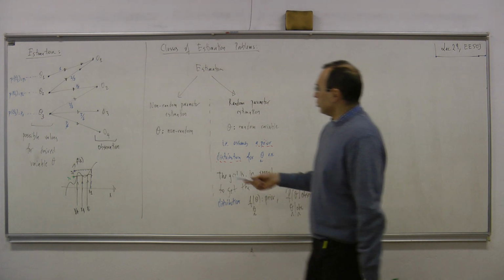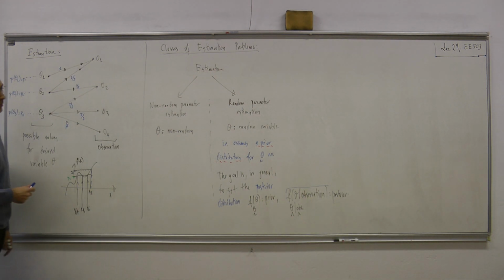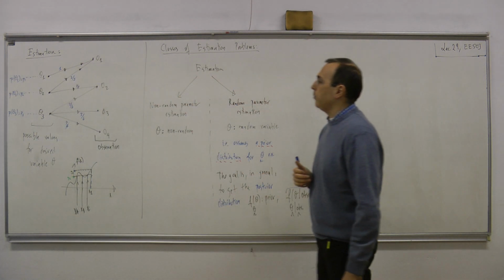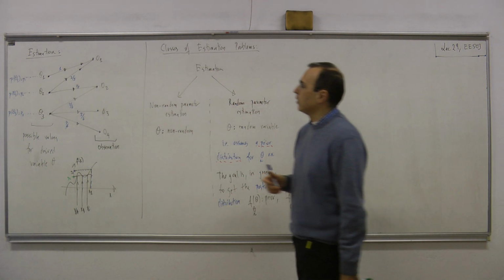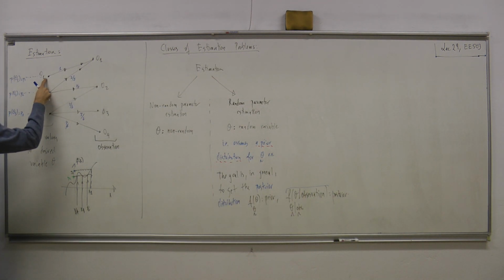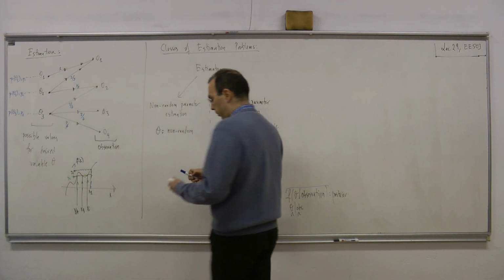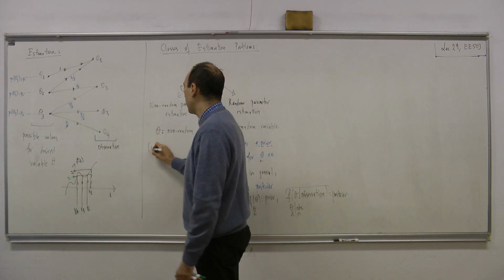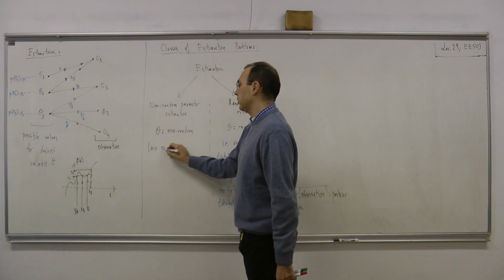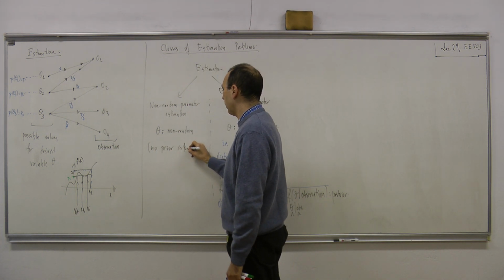So when we come to non-random parameter estimation, we have no idea about these probabilities. Maybe this is the very first time that we are making this experiment, and all of these are possible values, but I cannot say anything about which one is more likely at the beginning of the experiment than the other. So I have no prior information. Non-random parameter, no prior.